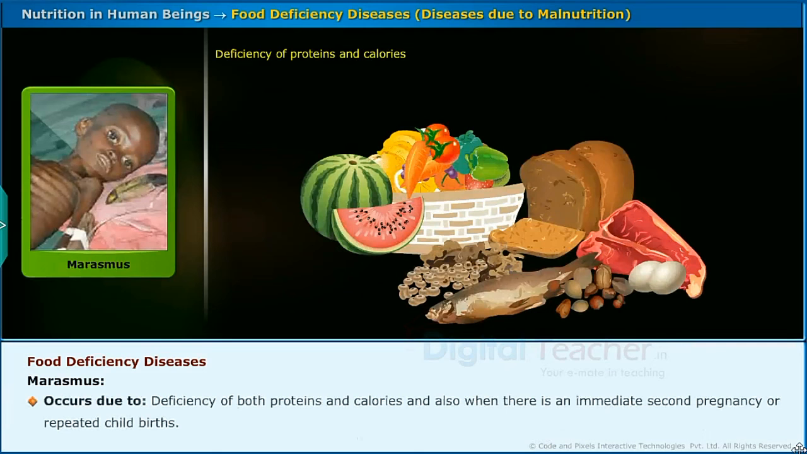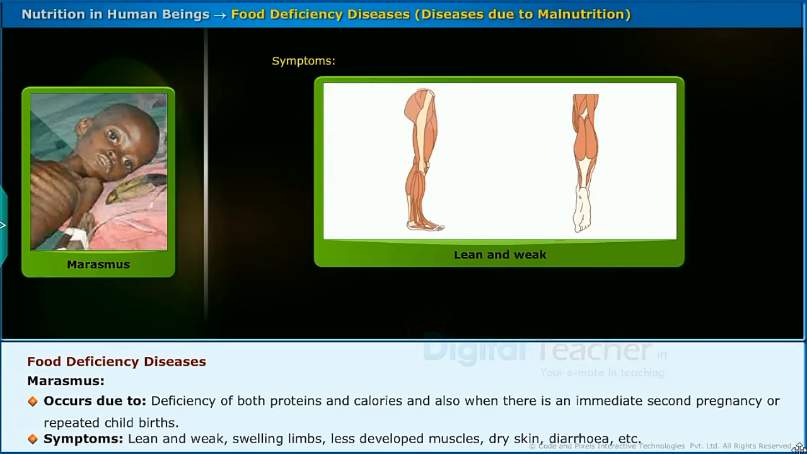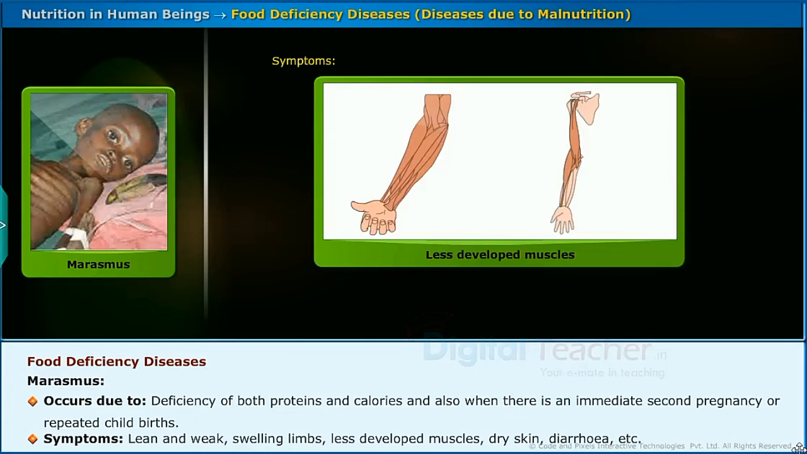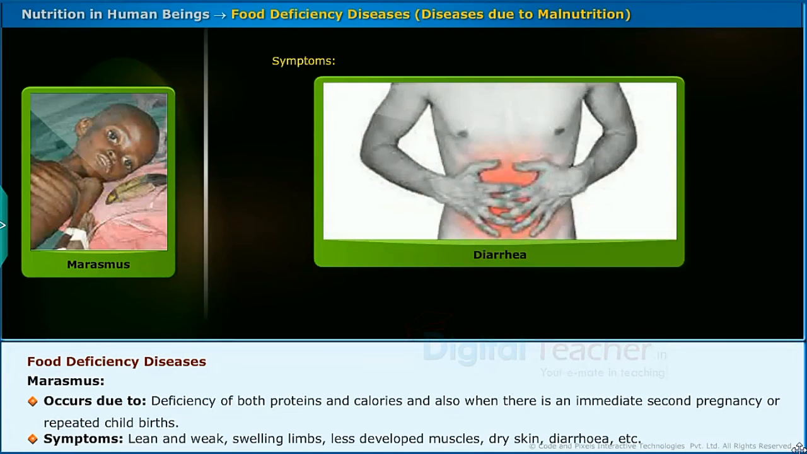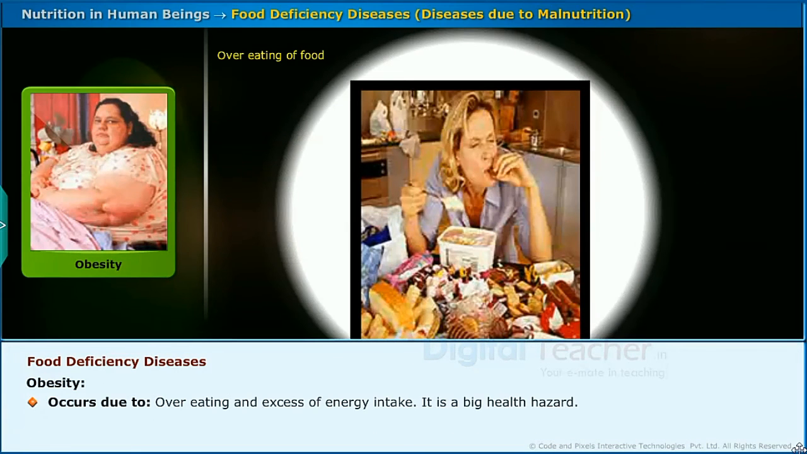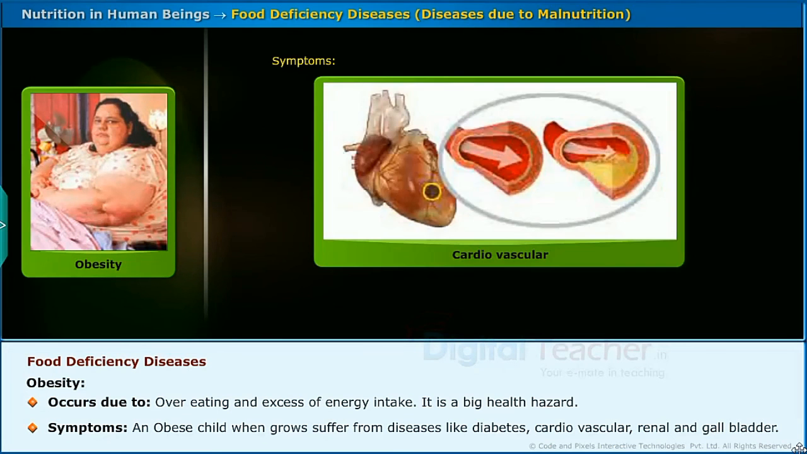Marasmus occurs due to deficiency of both proteins and calories, and also when there is an immediate second pregnancy or repeated childbirths. Symptoms: lean and weak, swelling limbs, less developed muscles, dry skin, diarrhea, etc. Obesity occurs due to overeating and excess of energy intake. It is a big health hazard. Symptoms: an obese child when grows suffer from diseases like diabetes, cardiovascular, renal and gallbladder.